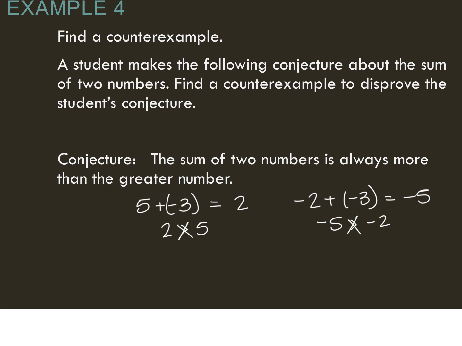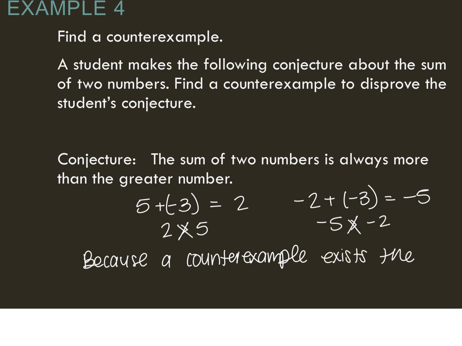So when you're proving something false, that's called a counterexample. I proved it false. So looking at it, because a counterexample exists, the conjecture is false. Okay, so I just proved the conjecture to be false using a counterexample.